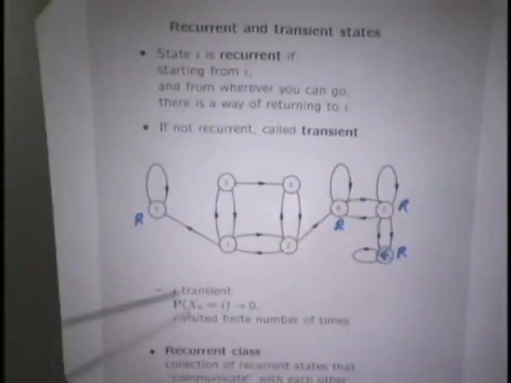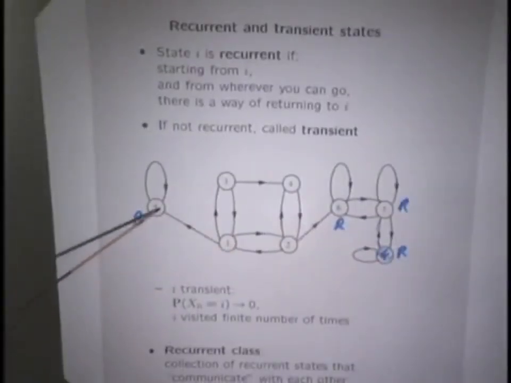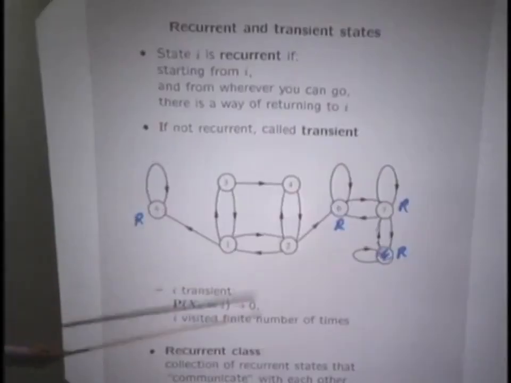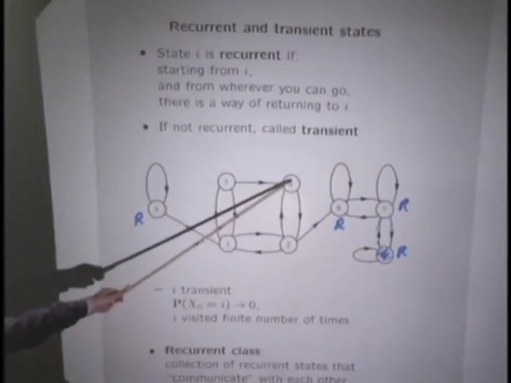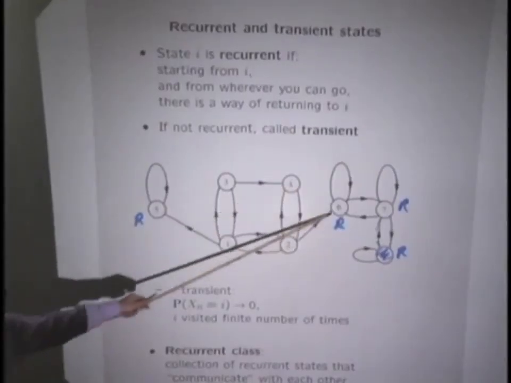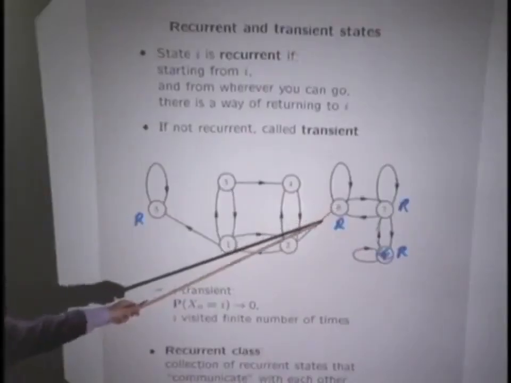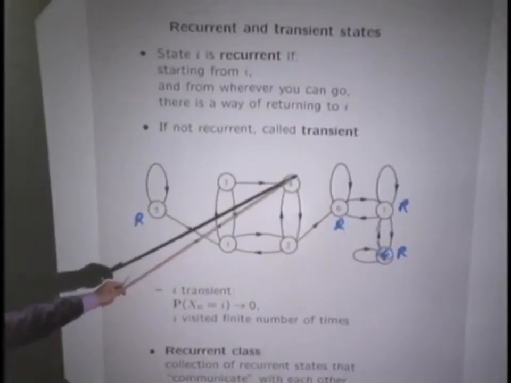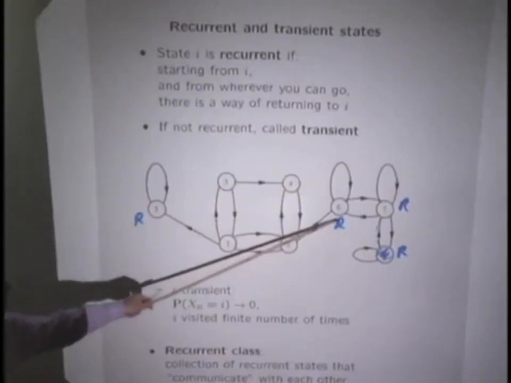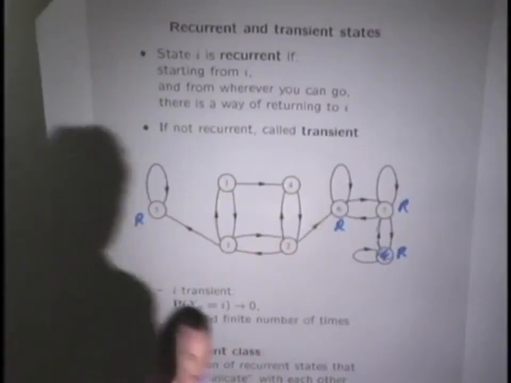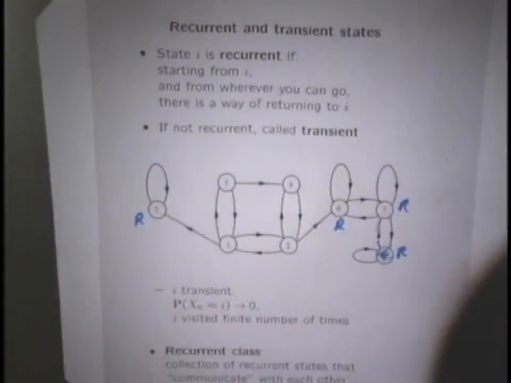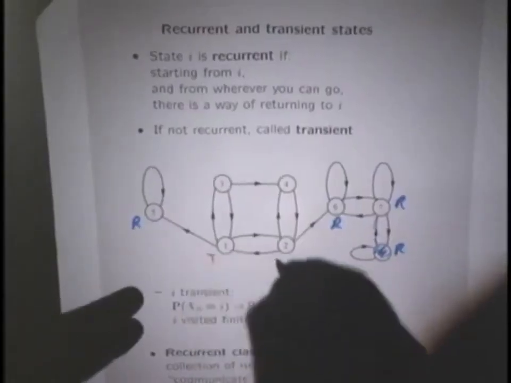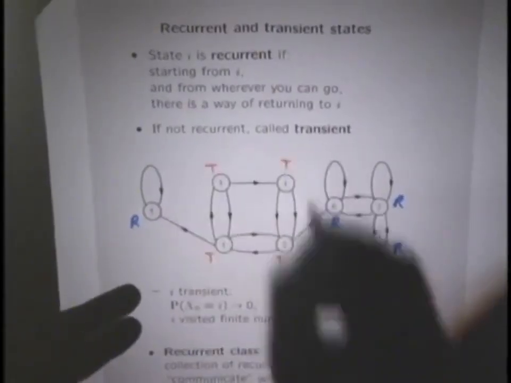So state 1 is transient because starting from here, there's a possibility that you get there and then there's no way back. State 4: starting from 4, there's somewhere you can go and, transient, correct. State 4 is transient. Starting from here, there are places where you can go and from which you cannot come back. And in this particular diagram, all these 4 states are transient.